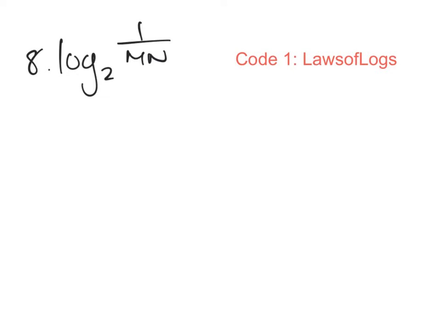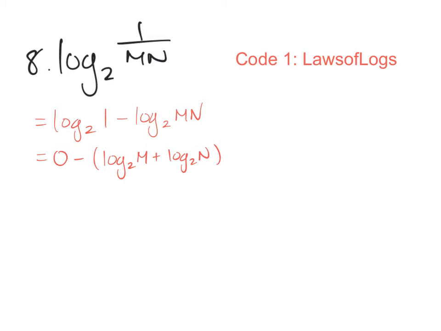Now let's look at 8. 8 says log base 2 of 1 over m times n. So I'm going to use the second law of logs to split this up into log base 2 of 1 minus log base 2 of m times n. Log base 2 of 1 is just 0, right? Because log of base anything of 1 is 0. So we've got 0 minus log base 2 of m plus log base 2 of n using the first law of logs. And then I distribute the negative.